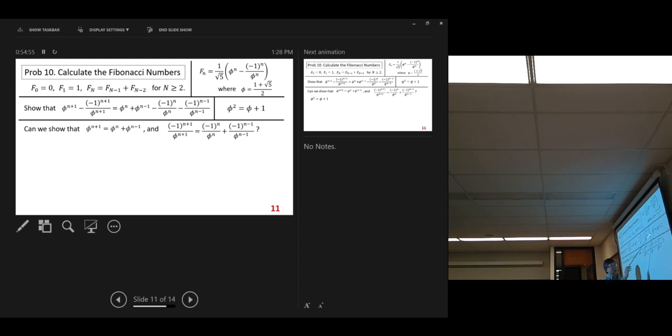The first one, let's look at the first one. Remember, our phi has this property. Can you get this from the phi property? If we multiply phi to the n minus 1 on both sides, what do we get? The same thing, right? So we verify it. This is correct.